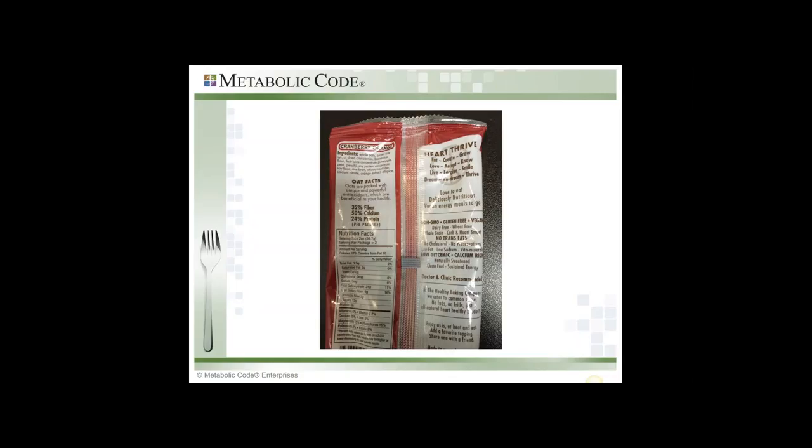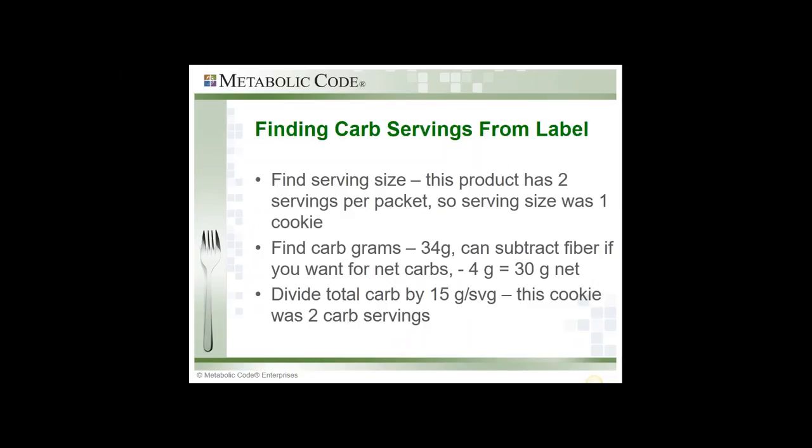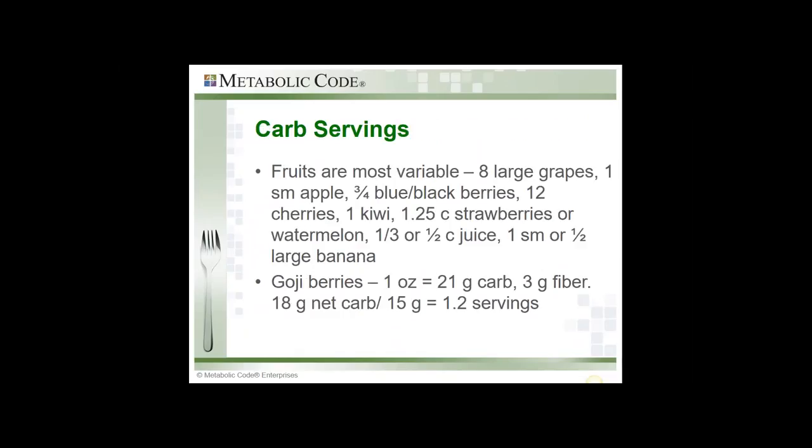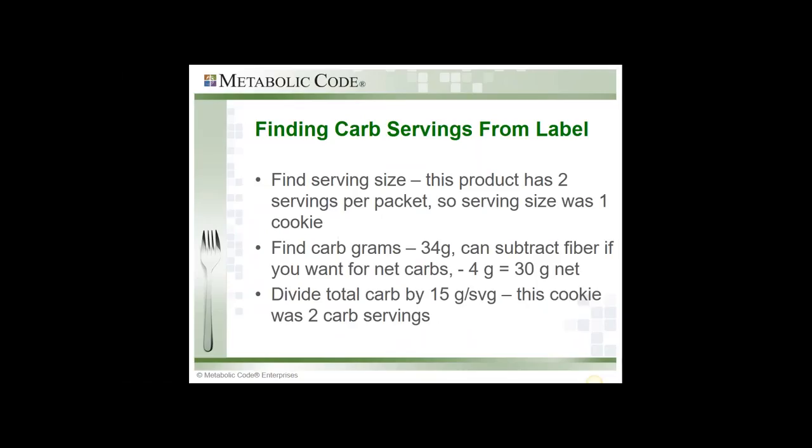We know that 15 grams is one serving, so we divide 30 by 15. I show this on the next slide. This summarizes what I was just saying. We divide 30 by 15, so that one cookie is 2 carb servings, and that's how you use the label. Now, this might seem a little painstaking, but this is the awareness that people need, because they have no idea how many carbs they're really consuming in a day's time. They really get their eyes opened with this process.